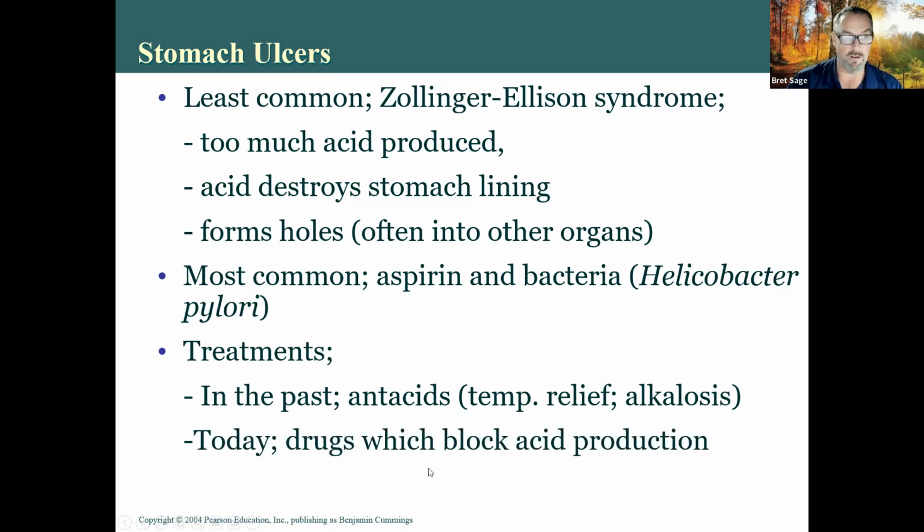Most commonly today are drugs which block acid production, such as Tagamet and Zantac. Most people don't really need it, but if the doctor does diagnose you with Zollinger-Ellison syndrome, you'll get one of these, which are now, I believe, over the counter.